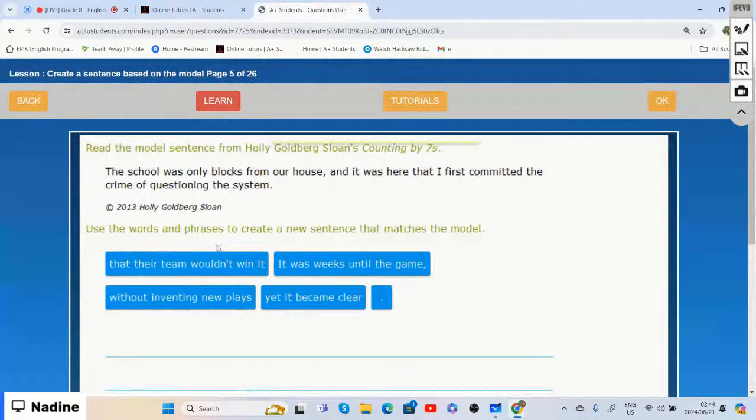All right, then it says our model sentence from Holly Goldberg Sloan's Counting by Seven says, the school was only blocks from our house, and it was here that I first committed the crime of questioning the system, right? So the school was only blocks from our house, and it was here that I first committed the crime of questioning the system. We now need to use the words and phrases to create a new sentence that matches the model.